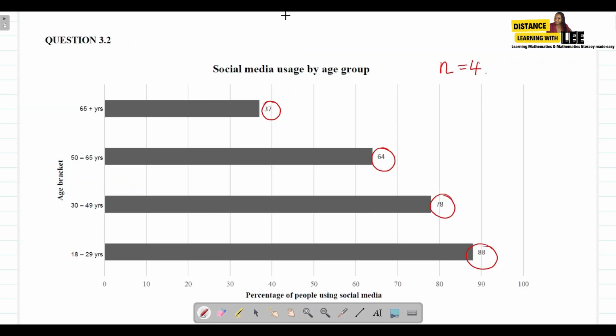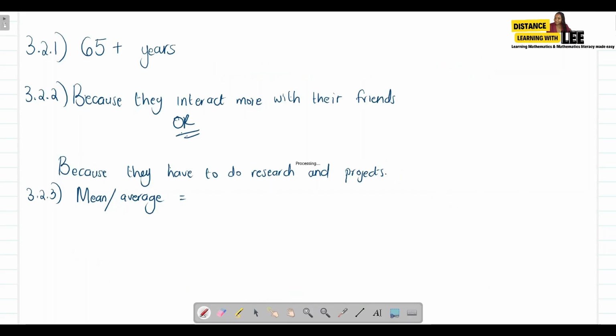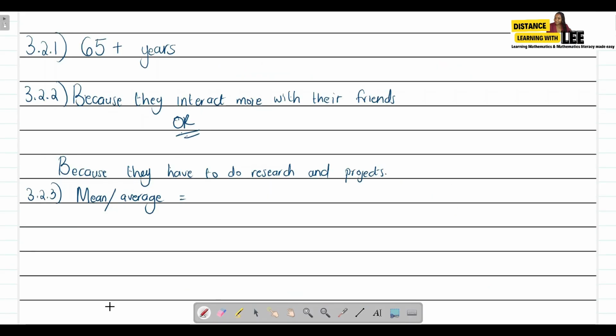What are all the percentages? We're going to say 37% plus 64% plus 78% plus 88%, and then we want to divide that by 4, the total number of percentages that we have. So it's 37% plus 64% plus 78% plus 88% divided by the total number of percentages we have. So it's got 1, 2, 3, 4. So it's divided by 4, right?